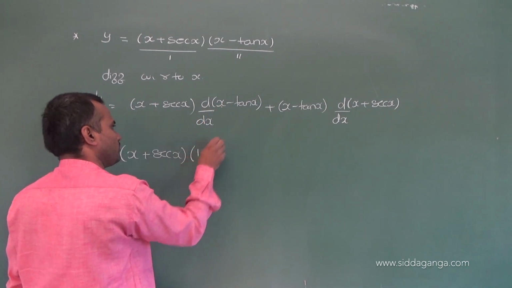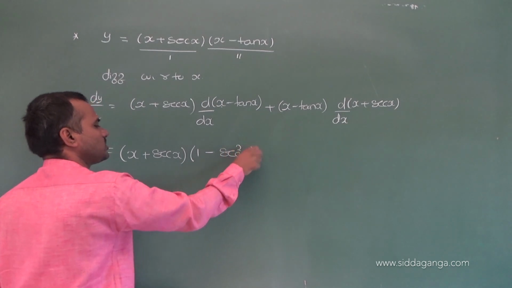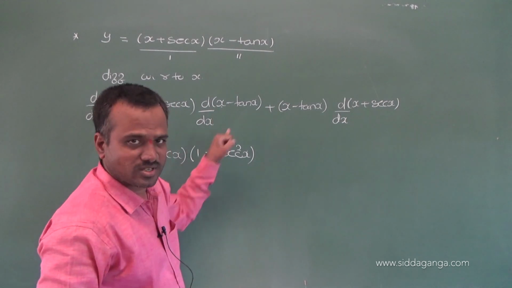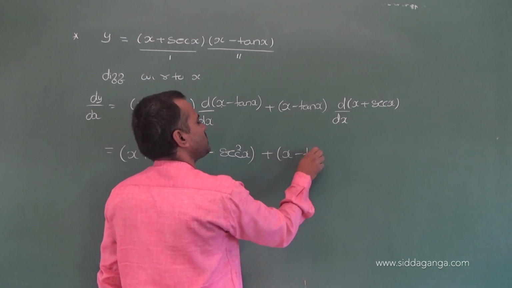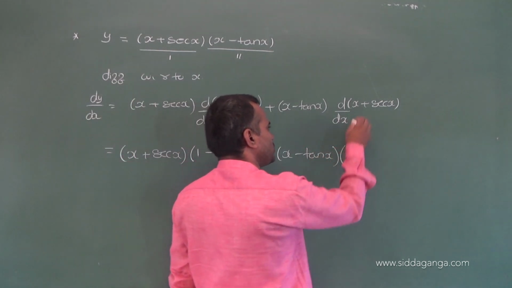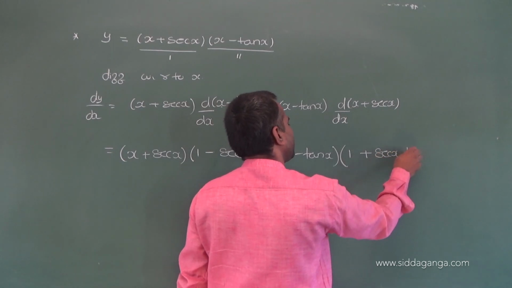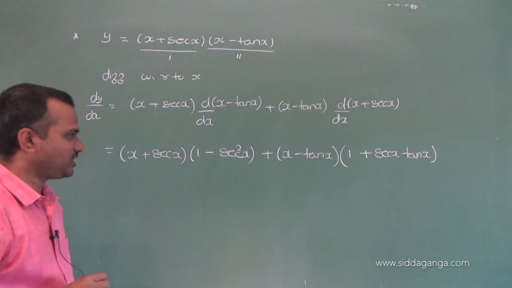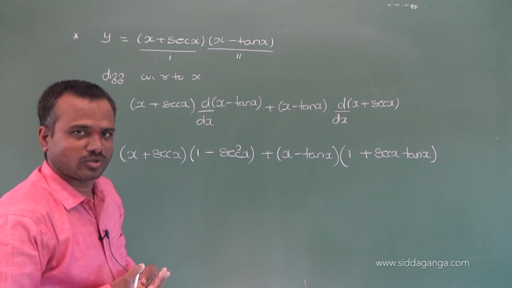The derivative of x is 1, minus, subtraction rule, the derivative of tan x is sec² x. So we write the minus as it is. Plus (x minus tan x) into, again by the addition rule, the derivative of x is 1 plus the derivative of sec x, which is sec x tan x. That is enough, I think, no need to simplify it. Okay, next problem.